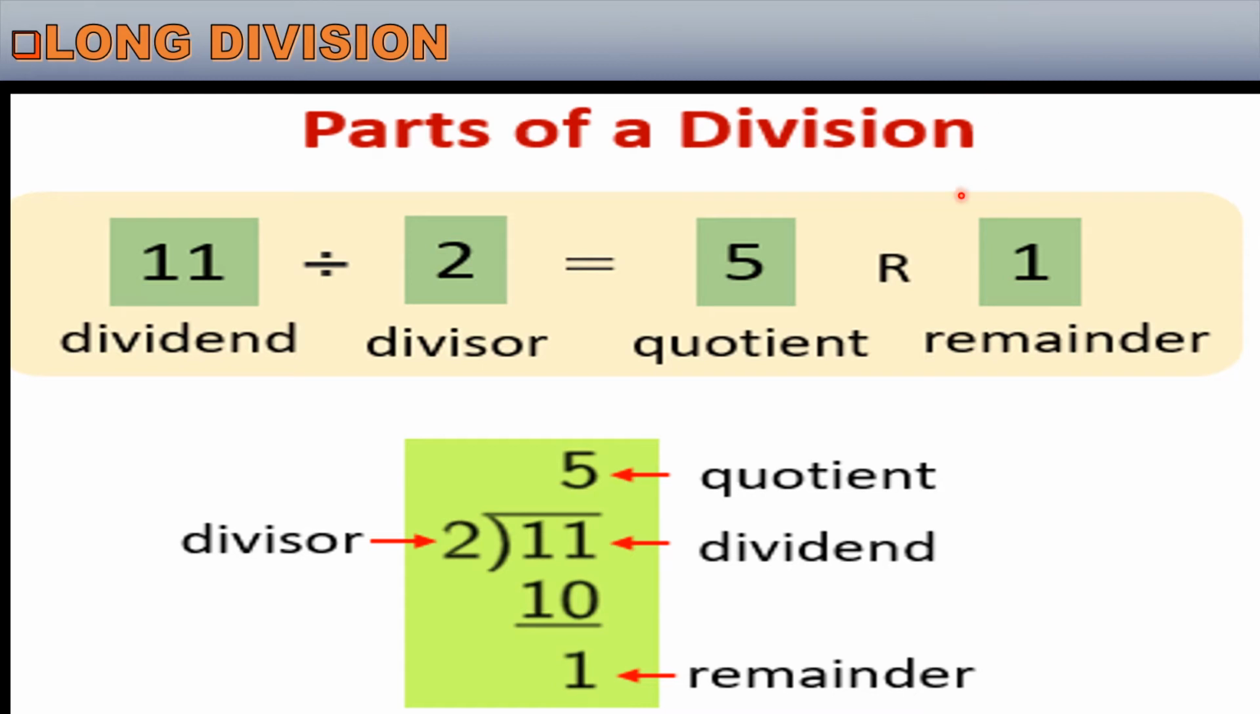Now let us understand through an example. 11 divided by 2. Here, when you divide 11 by 2, you will get 5 as a quotient and 1 as a remainder. So, 11 is the dividend and 2 is the divisor. 5 is the quotient, which is the answer of the division, and 1 is the remainder. Remember, remainder is always less than the divisor.